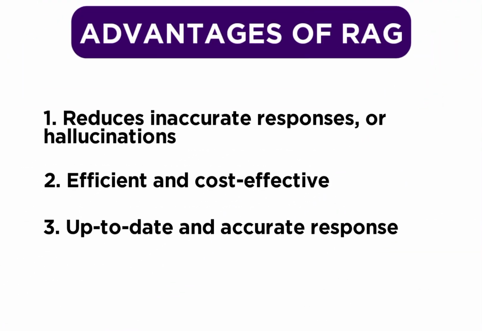Here are a few advantages of RAG. Number 1, it reduces inaccurate responses or hallucinations. Number 2, efficient and cost-effective. Number 3, up-to-date and accurate responses. With the implementation of RAG in an AI agent, cases of hallucination and inaccurate responses are reduced because the AI agent does not just respond with any short context, rather it responds only with the context you provided.